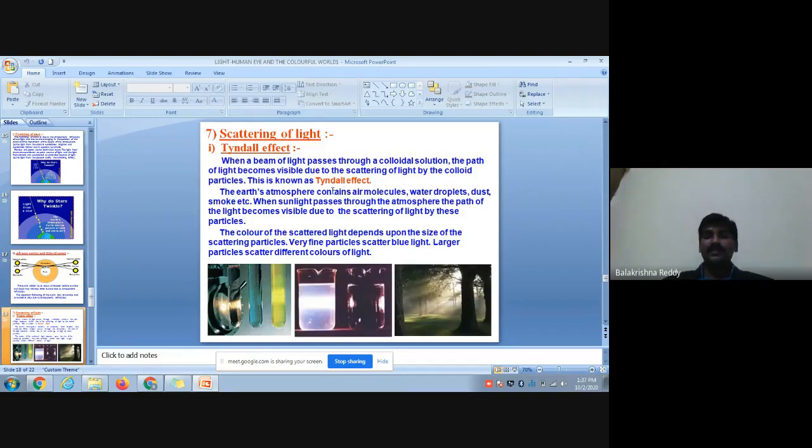Tyndall effect. Nothing but this is under the refraction. We can go to another topic, that is scattering of light. What do you mean by scattering of light?